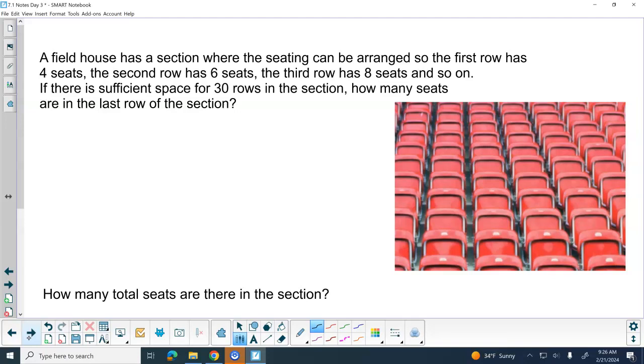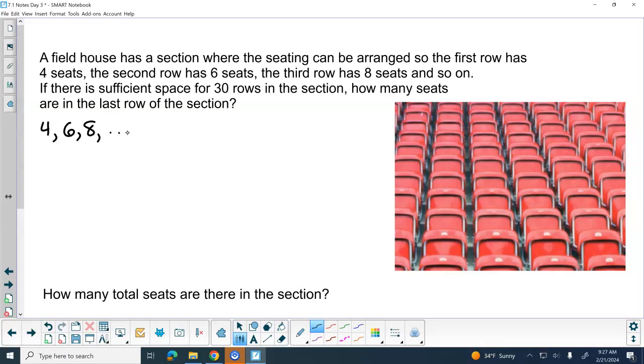Okay? So what sequence do we have here? What is the start of our sequence? 4, then 6, then 8, then so on and so forth, right? What would the next one be? 10. What would the next one be? 12, next one, 14, and so on and so forth, right?